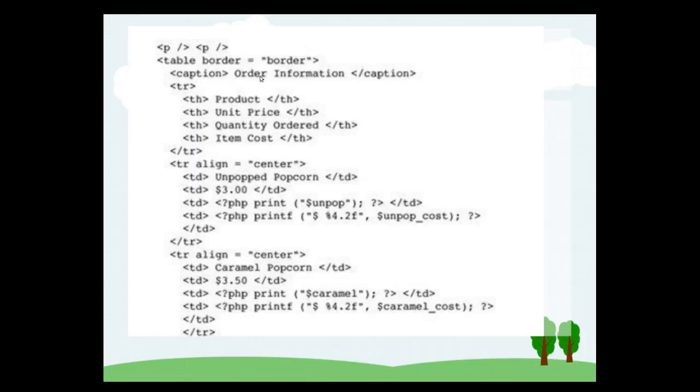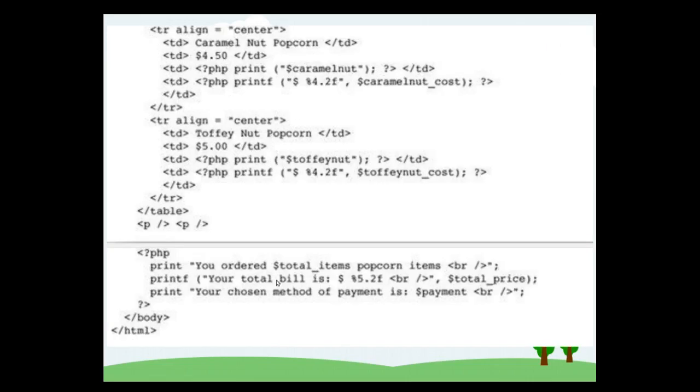And then this is the table which is used to display the product name, unit price, quantity ordered and its item cost. You can see 4 rows to handle this data. These are the column headings: product, unit price, quantity ordered, and item cost. This is the row for the first item, unpopped popcorn, then for caramel popcorn, and then caramel nut and toffee nut popcorn.